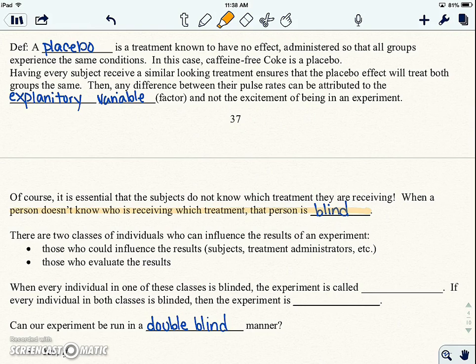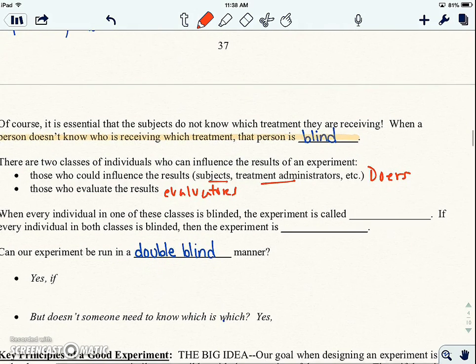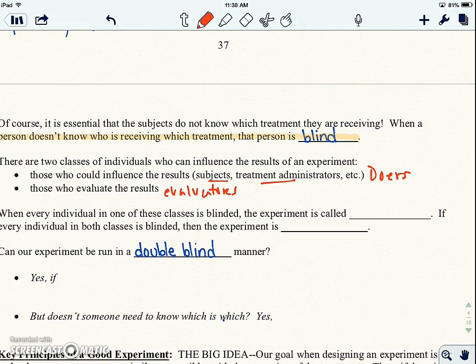Those that are doing it, so they're doers. And then the evaluators. So the subjects, the treatment administrators, those involved, they could influence, but also those who evaluate the results could influence, okay? When every individual in one of these classes is blinded by an experiment, the experiment is called double blind.